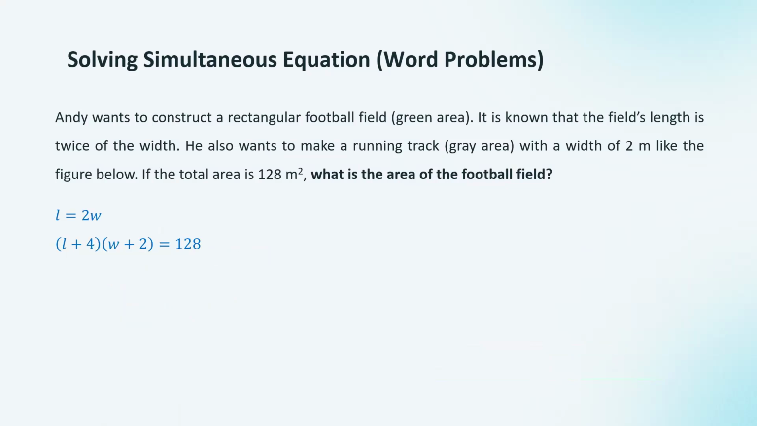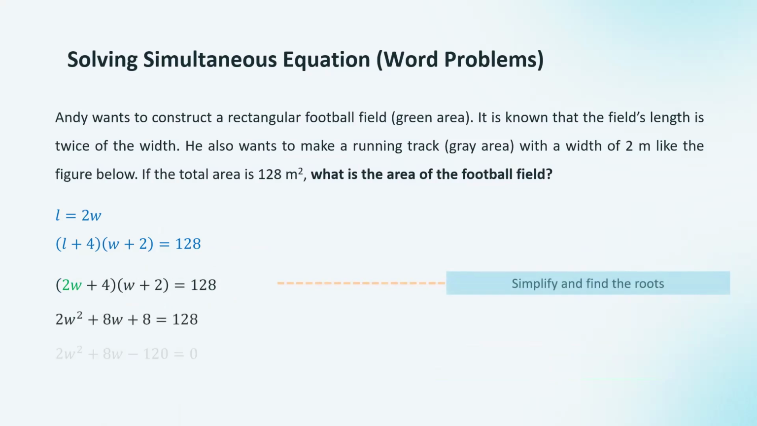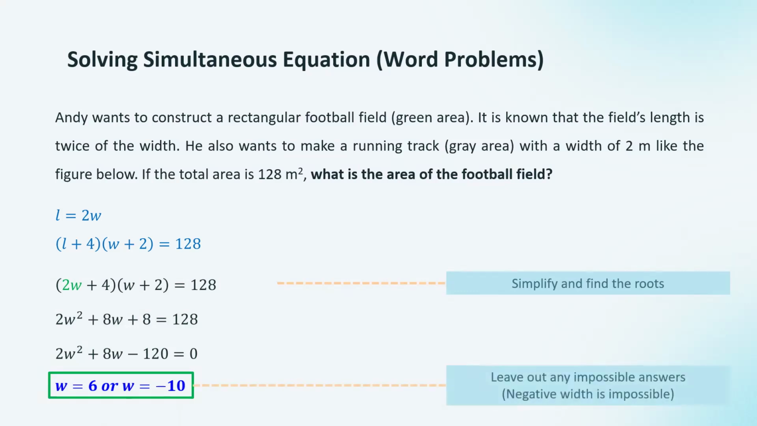From the equations that we got previously, we can now try to make some substitutions. We can try to substitute L with 2 times W. So it's going to be like this. After that, we can try to simplify and find its roots. Simplifying it will get us this quadratic equation, and then we can solve for W. So W can be equal to 6 or minus 10. Again, we need to leave out any impossible answers. We know that negative width is impossible, okay? So the eligible answer is only W is equal to 6.